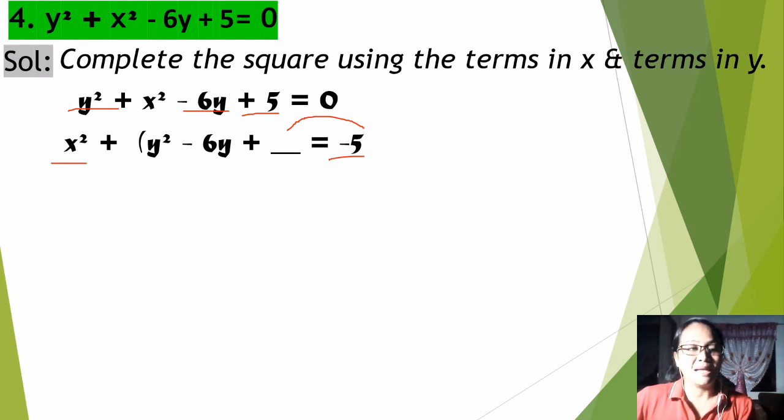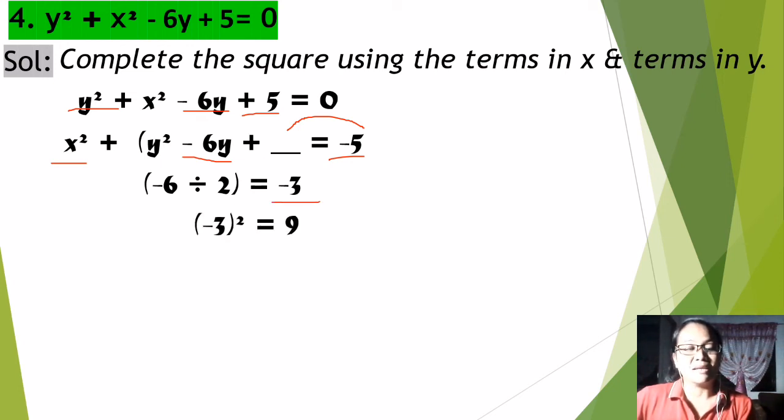Then, next ay completing the square. Kunin natin ang number ng middle term, which is negative 6. I-divide natin siya by 2. So, dividing, unlike sign, the answer is always negative. And 6 divided by 2 is equal to 3. So, this will be our factor later on.